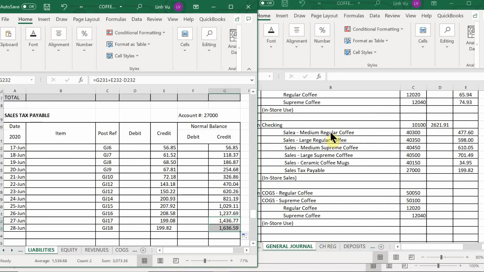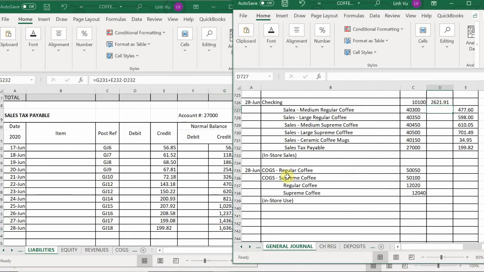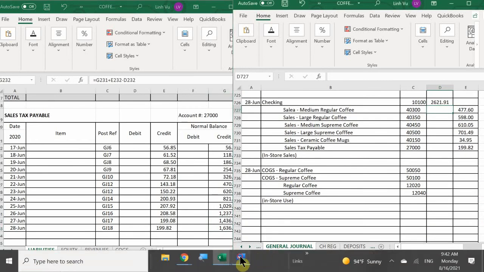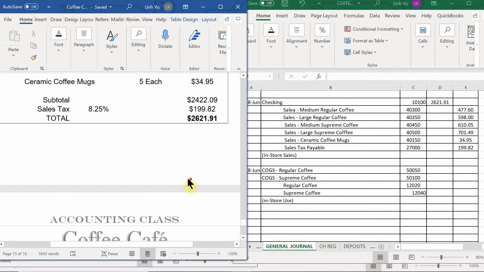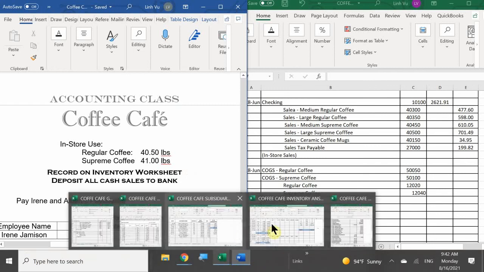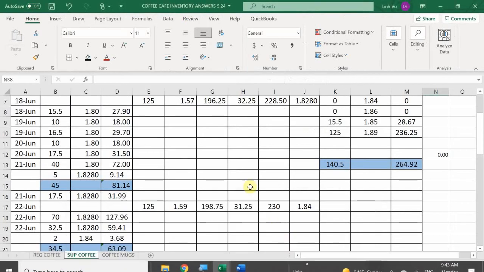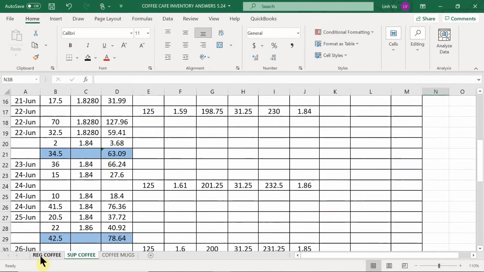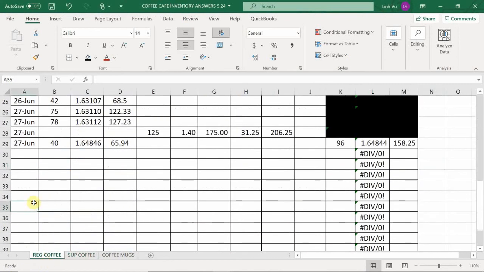For the sale, do we log in our inventory? That's what we're going to be doing next, right? We got to calculate our cost of goods sold. Okay, so let's take a look at how much we used in the store. For regular coffee, we used 40 and a half, and for Supreme, we used 41 pounds. So, inventory worksheet. Hold on, let me get there. Inventory right there.